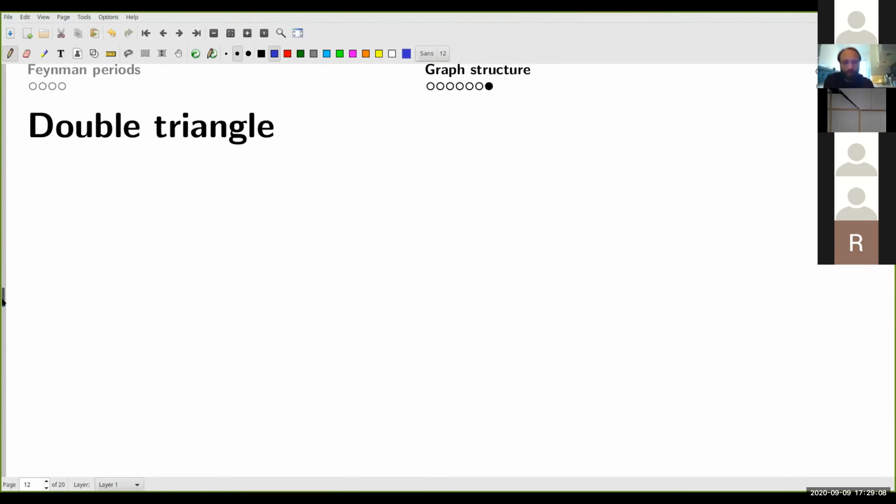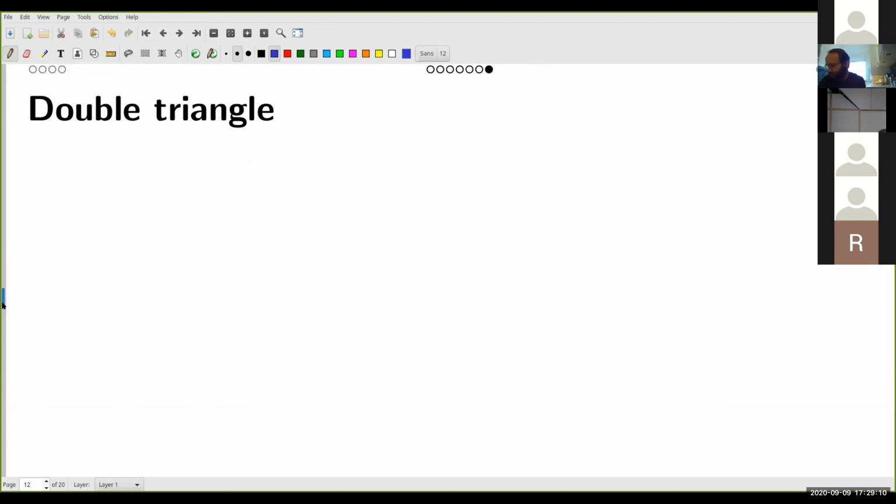Okay, well, this last one is not telling you the period directly, but it's telling you something about the period. I actually really like this one, even though it's kind of old now. I'm mostly telling you old things. So what is it? Double triangle. So let's say you got a triangle in your graph. Okay.